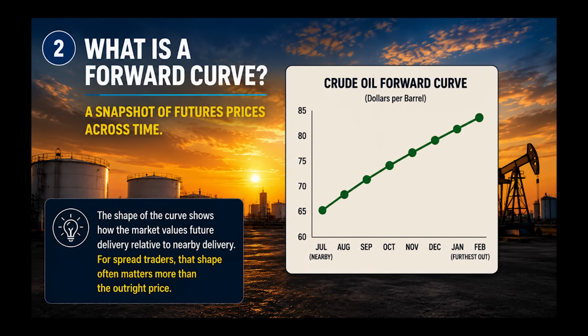So what is a forward curve? A forward curve is simply a snapshot of futures prices across multiple contract months. Imagine lining up every futures contract in a market from the nearest expiration to contracts several years into the future and plotting those prices on a chart. The resulting line is the forward curve. For example, a crude oil forward curve might include contracts for July, August, September, October, and November. The shape of that curve shows how the market values future delivery relative to the nearby delivery.